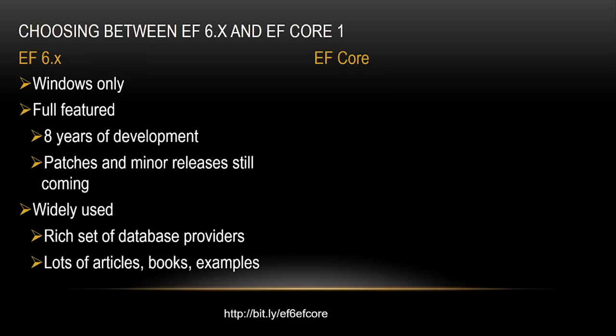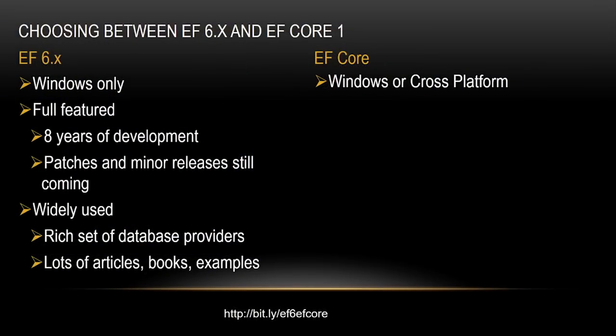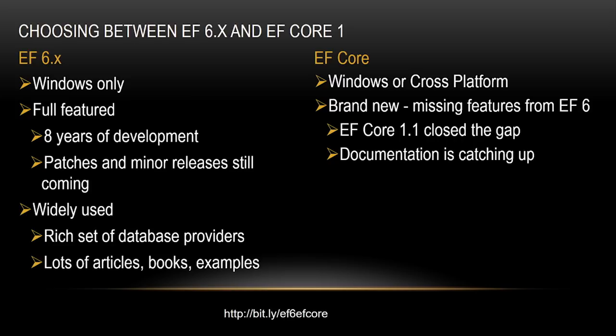Well, that being said, why should you look at EF Core? Well, EF Core is the cross-platform alternative. If you are looking to do a cross-platform ASP.NET Core solution, EF Core is the ORM of choice. But it also works on Windows, and we'll talk about that more shortly. It is brand new. It's missing not a lot of features anymore, but missing some features from EF6. And if it's missing one of those features that's an absolute deal breaker for you, then you're going to have to stick with EF6 on Windows.